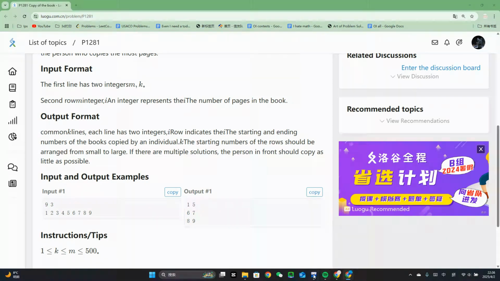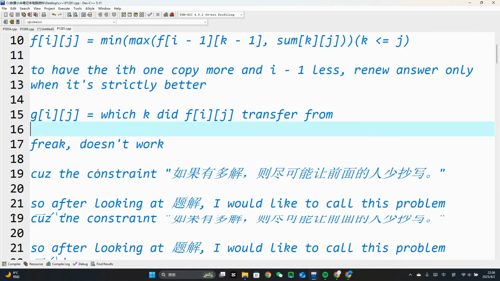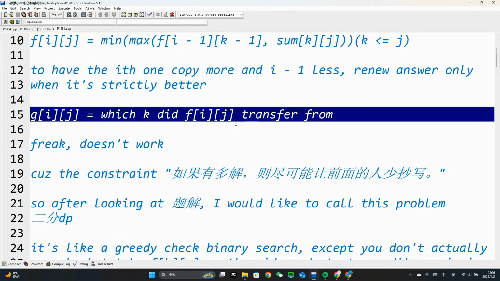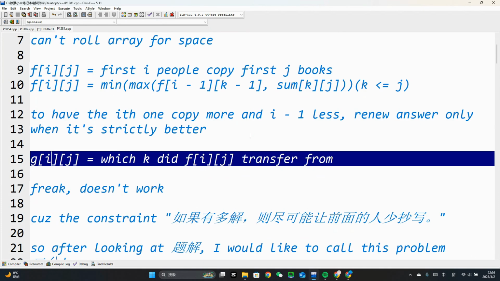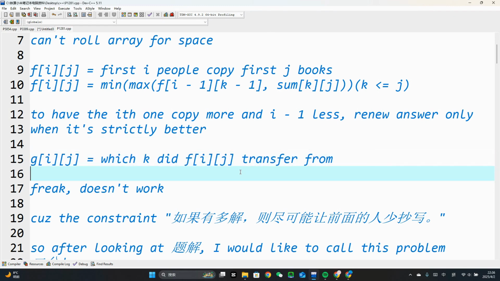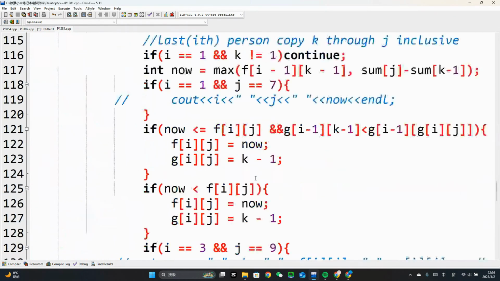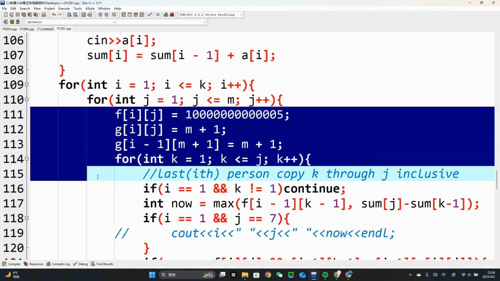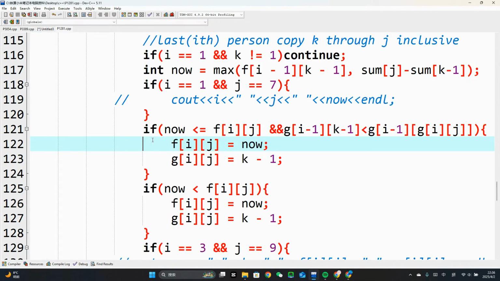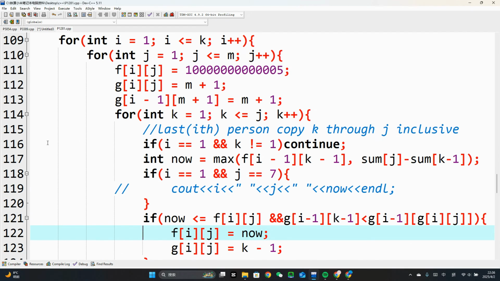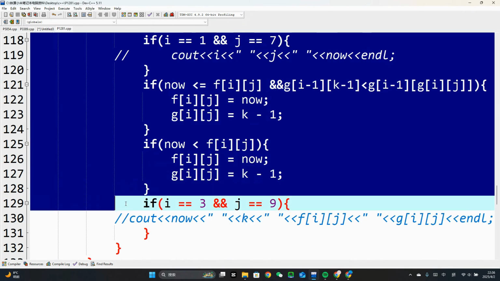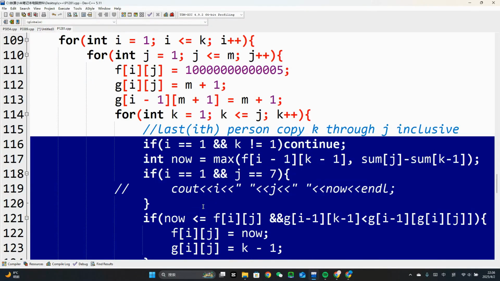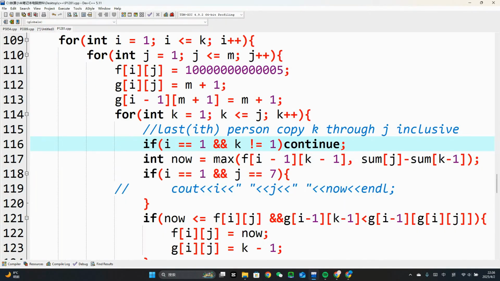Well, my original method was quite weird, in which I kept track of a G[i][j] array, which denoted which k F[i][j] transferred from, which would not work because of complicated reasons, and also just because it is quite difficult to maintain G[i][j]. Even though I was able to do that, I actually still have the code in here because it would not affect the computing of F[i][j]. It's just more complicated. But noting that if we don't need G[i][j], we can just delete all of this, and then we'll just have F[i][j] equals max of F[i][j] and now, which is the value of now, is just that.